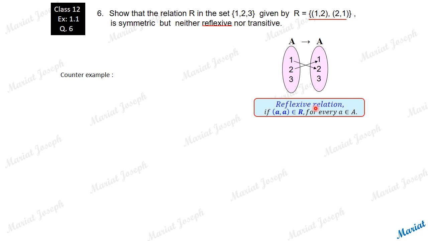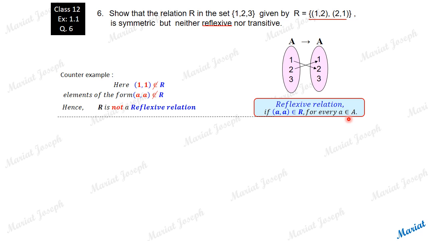For a relation to be called a reflexive relation, every element of the form (a, a) should belong to the relation. That means here (1, 1) should have been there in the relation, not found. Nor are there (2, 2) and (3, 3). But we need to highlight only one of them as a counterexample. (1, 1) does not belong to R. That goes against the definition. For every element it should have been there. So this relation is not reflexive.